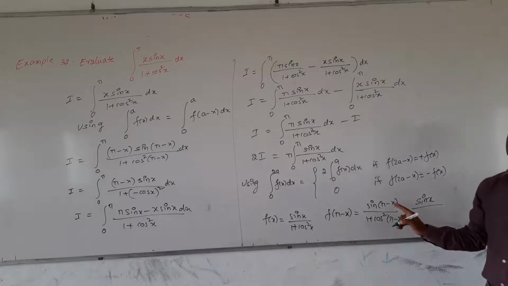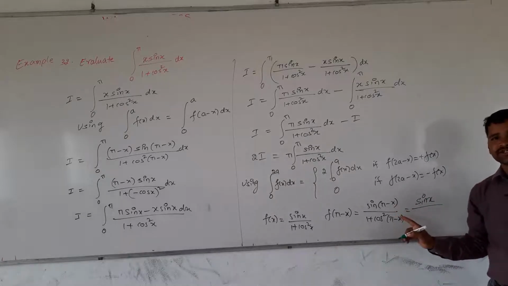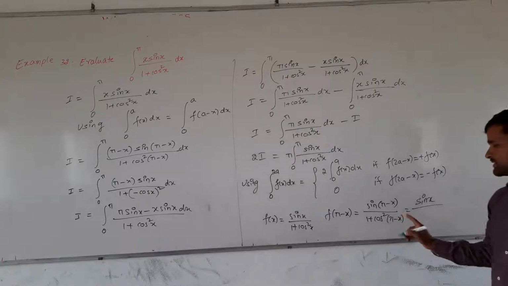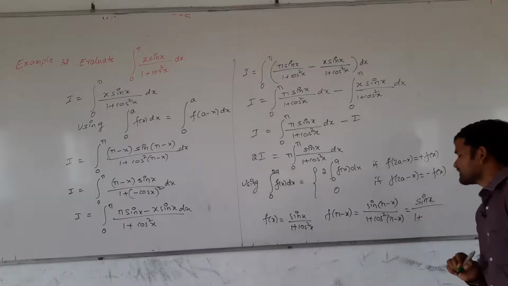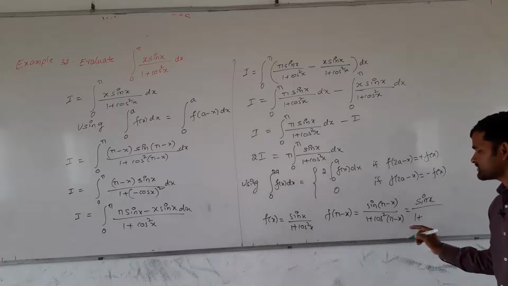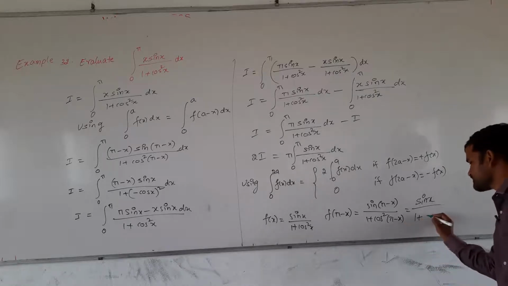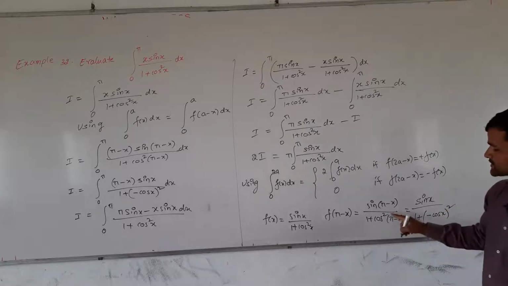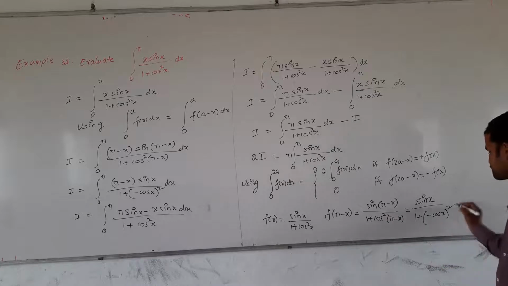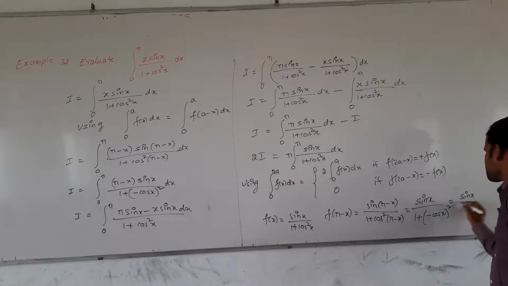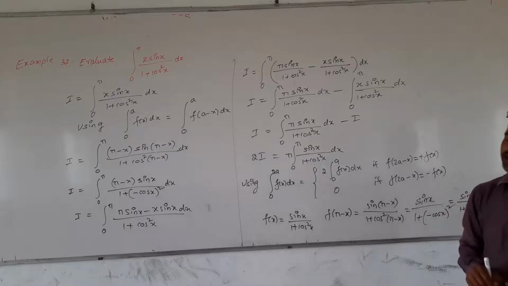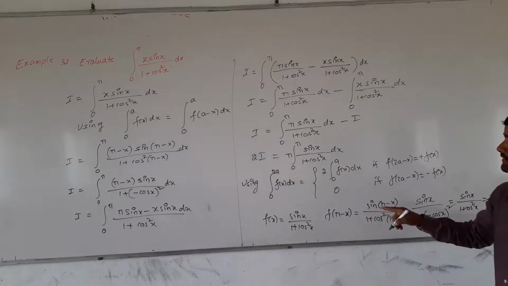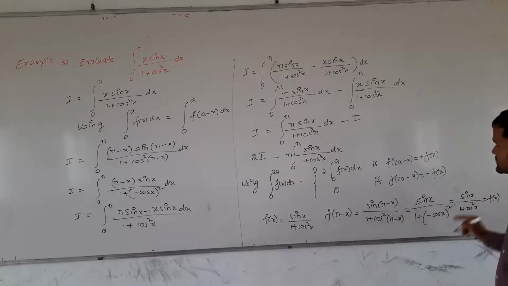Because the second quadrant sin is positive, we will not change the trigonometric function because an even number of 90s are there. In the same way, for 1 plus cos of (pi minus x), 180 degrees, second quadrant, cos is negative, so this is minus cos x, and the whole square will be there, because the square applies, even the negative. This becomes sin x by 1 plus cos square x, which is nothing but f of x only. What am I getting? I am getting f of (pi minus x) is equal to plus f of x only.